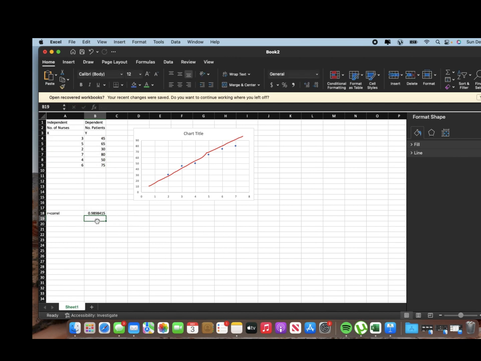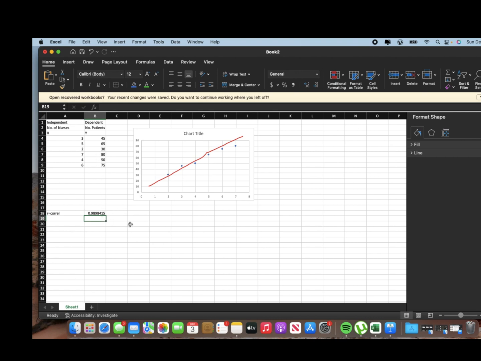So what is the correlation? See, the correlation is 0.984951. So what does this mean? Okay, this means that it is closer to +1. So true to its form, your scatter plot says that there is a very strong relationship, almost one, a very strong positive relationship with regards to the number of nurses and the number of patients that they will be able to attend to.